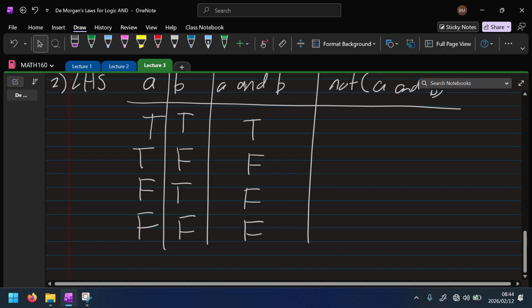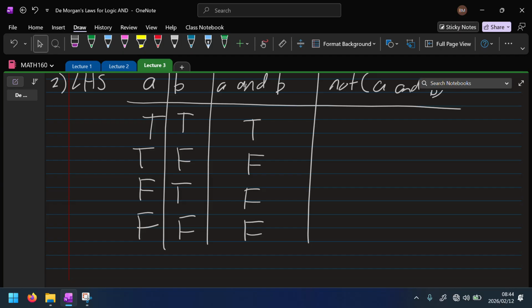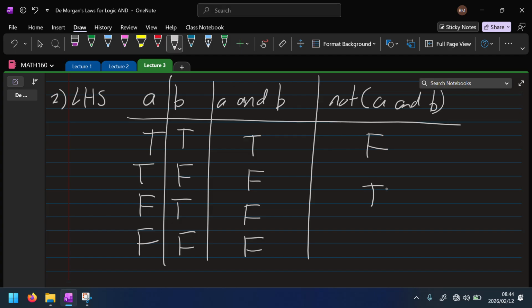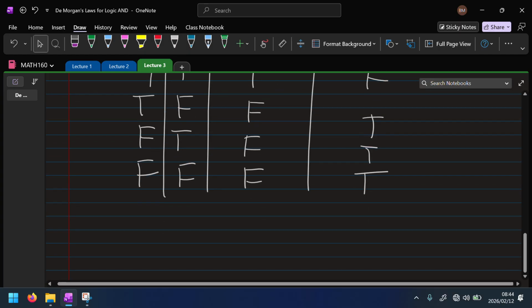And then next column, not A and B, so we take the opposite of whatever's here. So let's go through that one, first one. And then all the other ones will be true. Okay, everyone clear for this one? Let's have a look at the right-hand side.